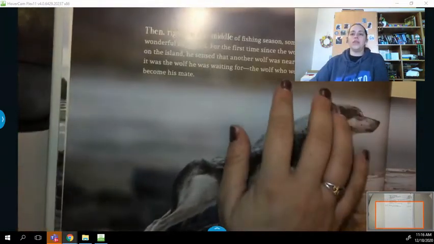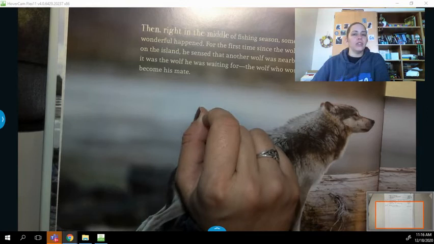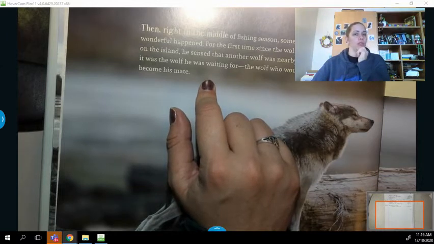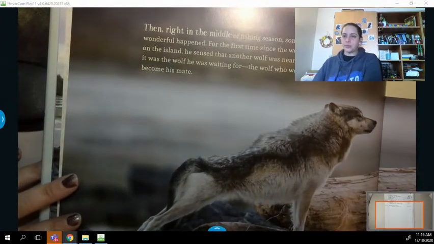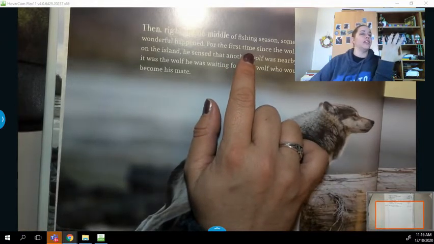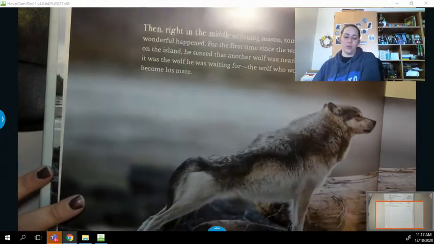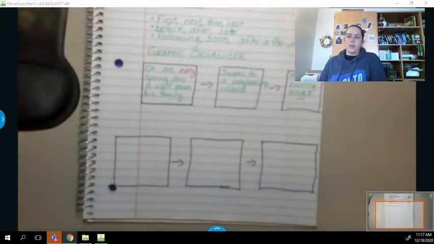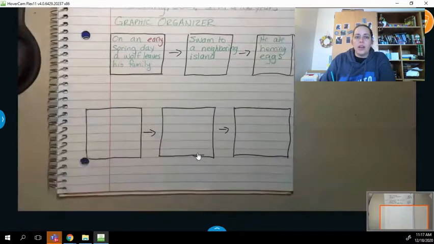It says, then, right in the middle of fishing season, something wonderful happened. For the first time since the wolf arrived on the island, he sensed that another wolf was nearby. Maybe it was the wolf he was waiting for, the wolf who would become his mate. So we're in the middle, and that is a good clue. And then for the first time, since the wolf arrived, he sensed that another wolf was nearby. And that first is another keyword. So we're going to go ahead and write that down in our box down here at the bottom. I'm going to move this guy up just a little bit so you guys can see a little better.